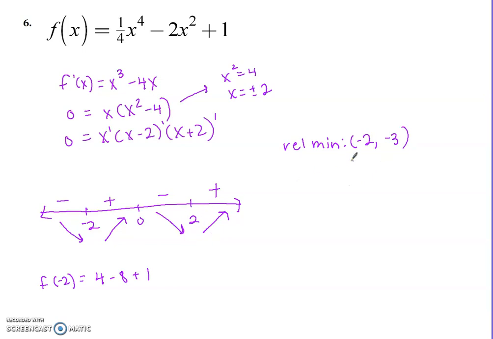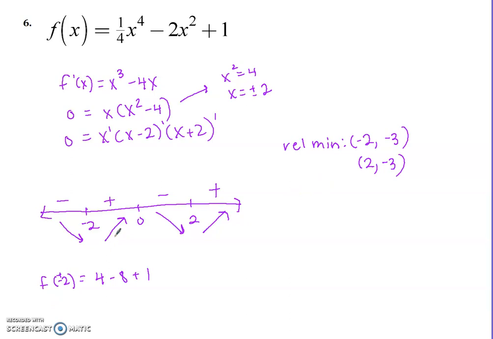And then I can see on this one I also have another minimum at +2, because it's going down, then back up, making that a low point. So anytime you're going down and then you turn around to go up, that's going to give you a low point. So when I plug in 2, that's going to give me the same number. Plugging in +2 to the equation is going to give me the same number as -2.